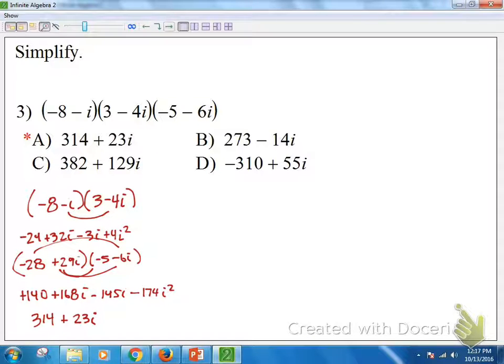So there's your correct answer. 168 minus 145 is positive 23i. And I got that right. Good. Letter A is the correct answer. Pause the video here if you want to write this down.